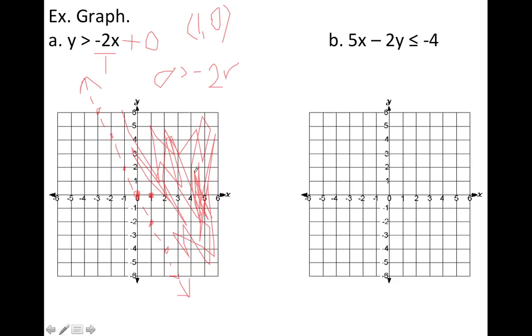Okay, for our next example, remember our first step is always to make sure our equation is solved for y. So go ahead and solve that for y. We should get y, and I'm going to leave a blank for my inequality because I have to talk about that, 5 halves x plus 2.